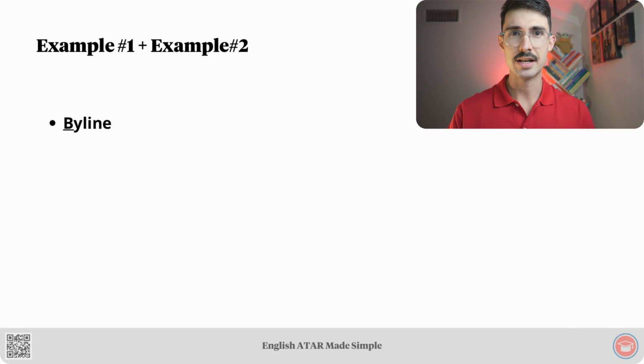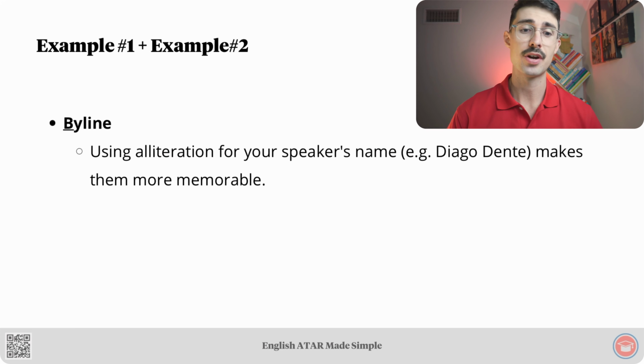Then the byline element of the title. We've got 3 points. Firstly, using alliteration for your speaker's name, e.g. Diago Dente, makes them more memorable.